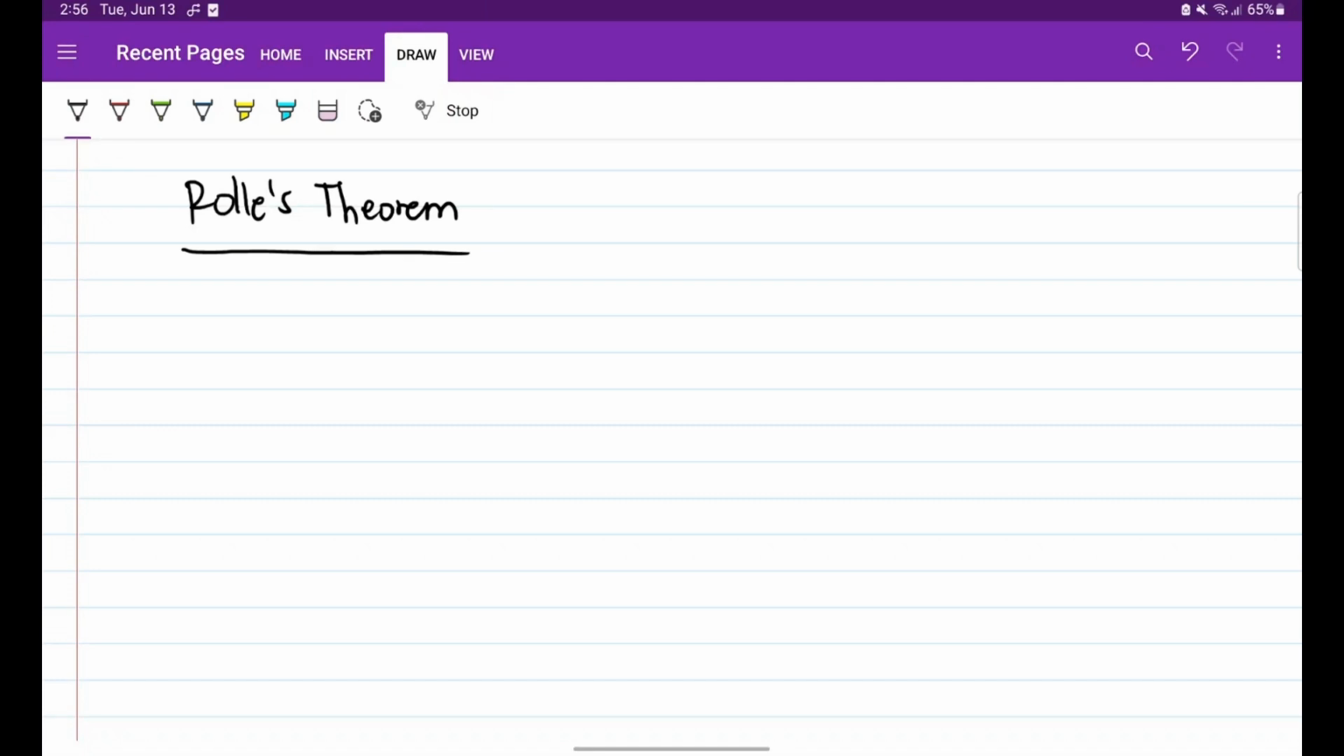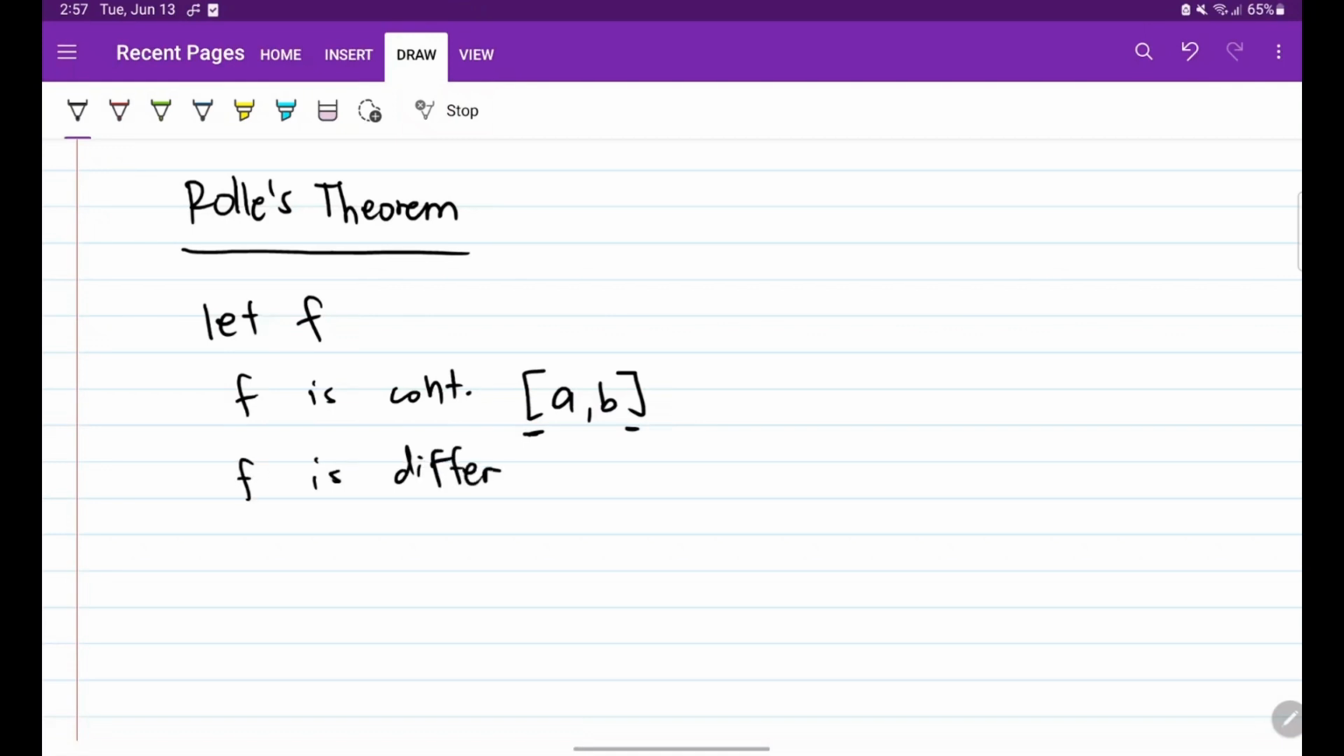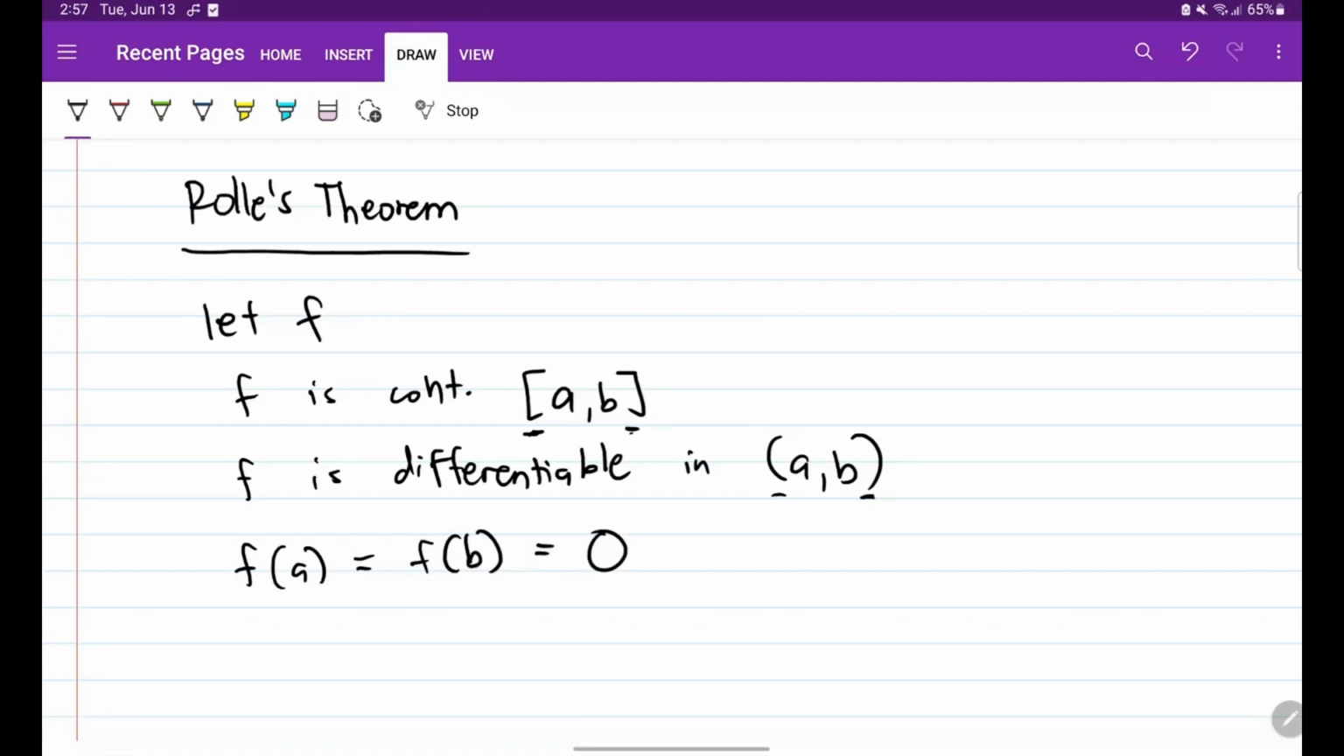Ang Rolle's Theorem sinasabi na if we have a function, let's say f, such that f is continuous between a closed interval, okay, [a, b]. So take note, kailangan closed interval, and f is differentiable in the open interval (a, b). Okay, so dito open interval, dito closed interval, and take note that f of a is equal to f of b is equal to 0.